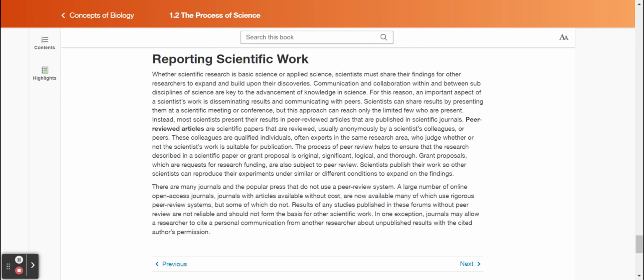Results of any studies published in these forums without peer review are not reliable and should not form the basis for other scientific work. In one exception, journals may allow a researcher to cite a personal communication from another researcher about unpublished results with the cited author's permission.